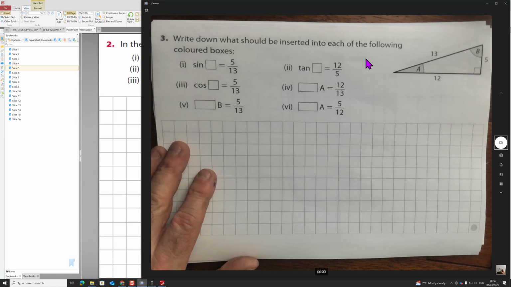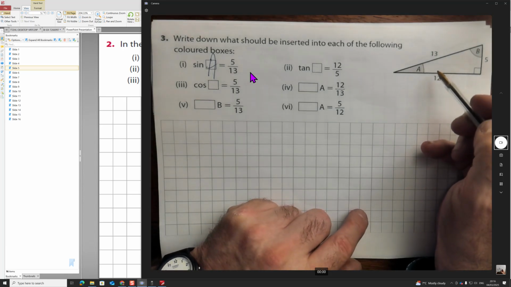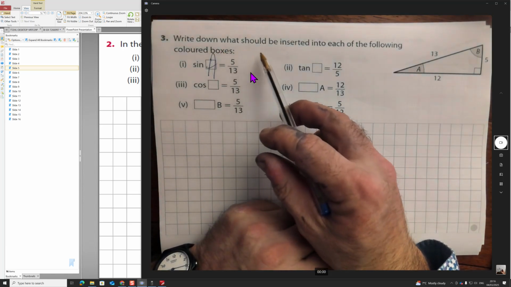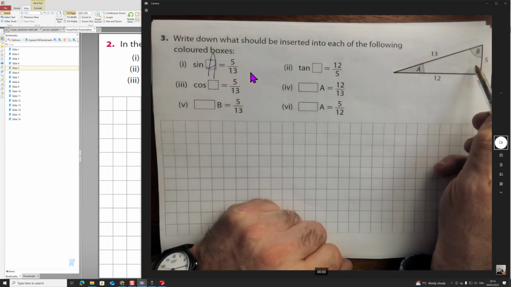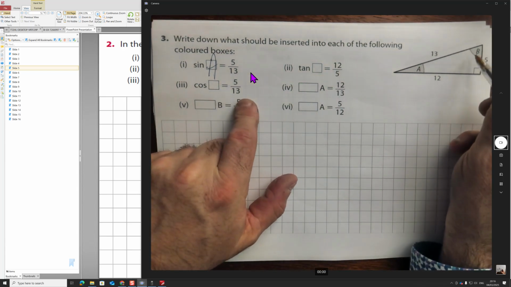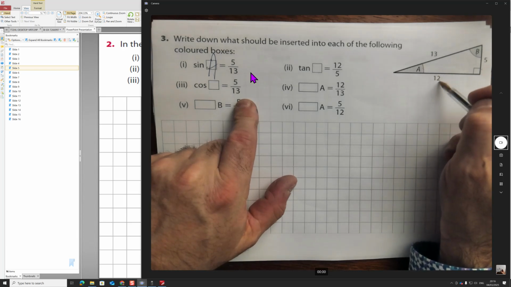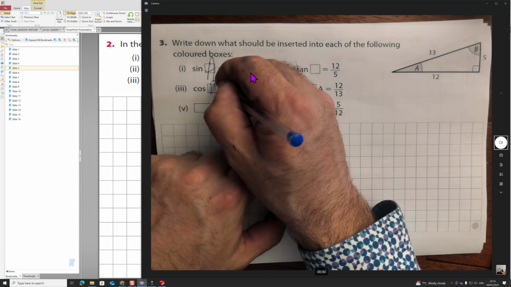Write down what should be inserted into each of the following. So 13 is hypotenuse, so we're looking for opposite 5, so the sine of A. Actually, let me look here and talk to you here. So something connects cos. So if it's cos, A will have a 12 on top, B will have a 5 on top. It's the cos of B.